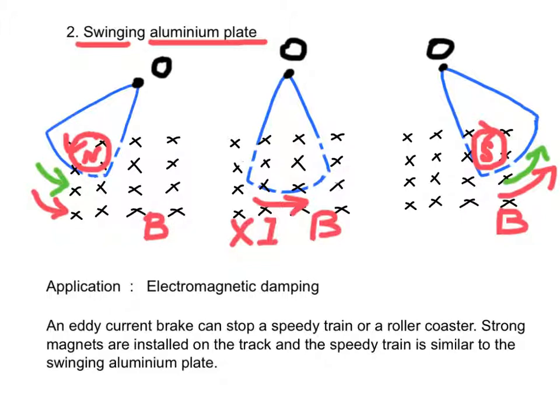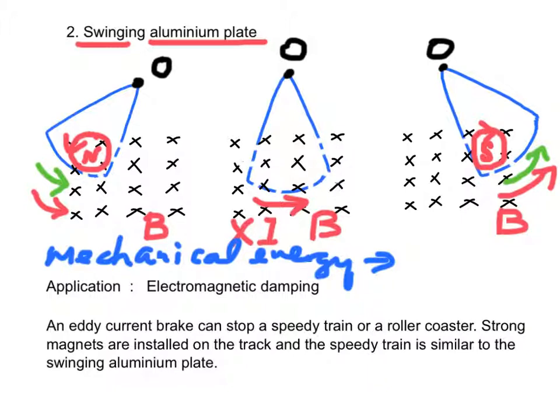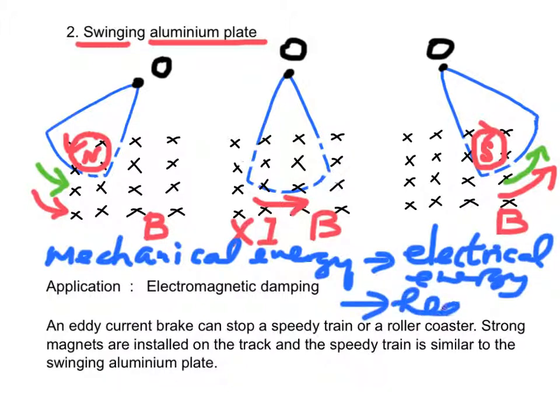Throughout the motion, the mechanical energy of the aluminium plate will be converted to electrical energy and finally to heat dissipated. Therefore, the swinging aluminium plate will finally stop at the lowest position. This way of stopping a moving object is widely used in electromagnetic damping.